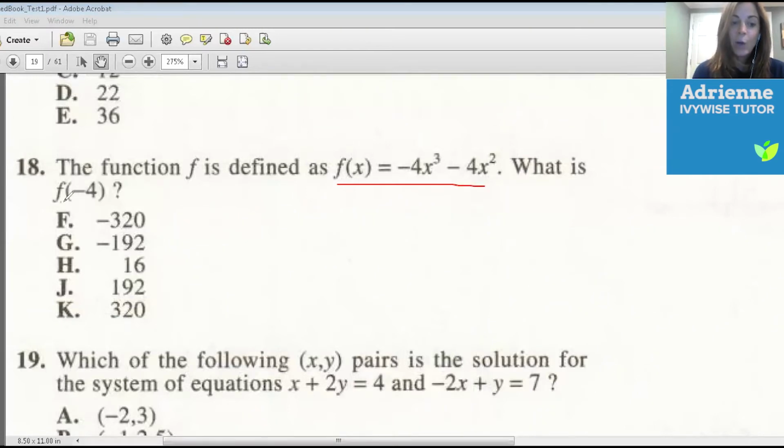And if we take a look here, it's actually a function question as well. And it's saying in here, what is the value of f of -4? And as many of you might know, that means that x is going to be equal to -4 in the function. So wherever we see x, we're going to plug in -4.